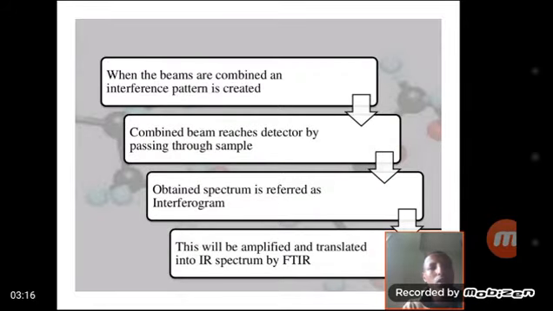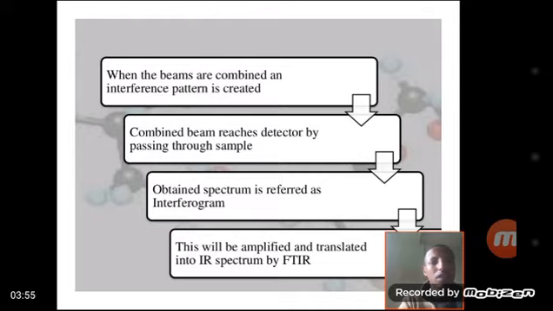When the beams are combined, an interference pattern is created. This means that light is split into two parts by the beam splitter, one part of the beam goes to the fixed mirror and one part goes to the movable mirror, and the beams are reflected back to the beam splitter from the moving mirror and the fixed mirror, and when combined, an interference pattern is created.